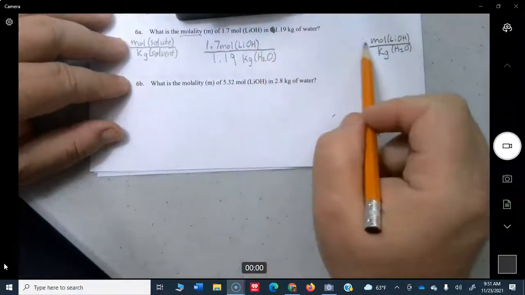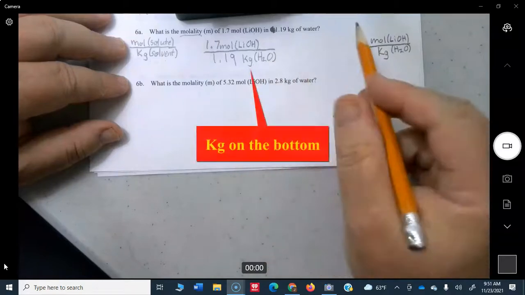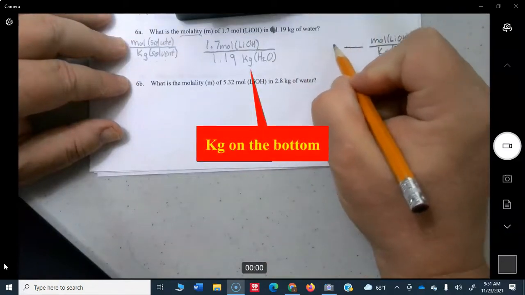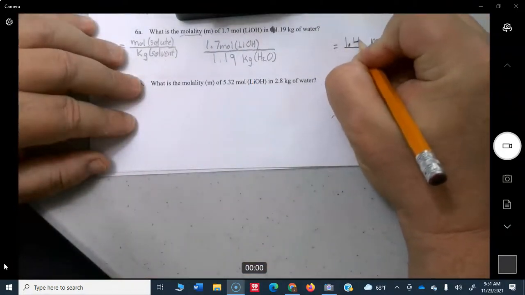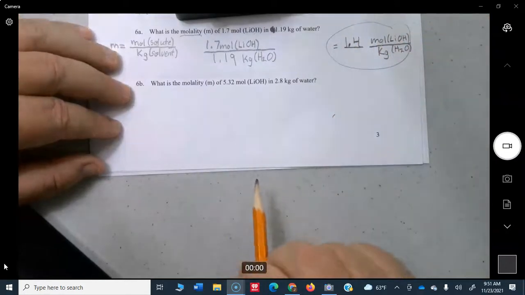Okay, moles on the top are what we need. Moles on the bottom are what we need. You don't even need to do a conversion in this problem. It's just a division problem. And that's our final answer.